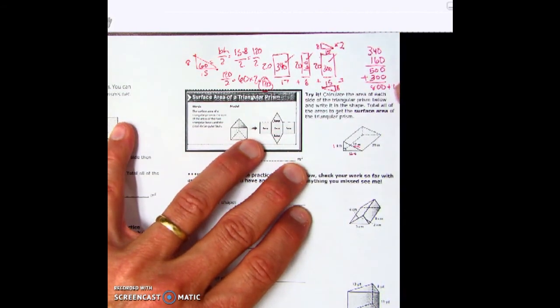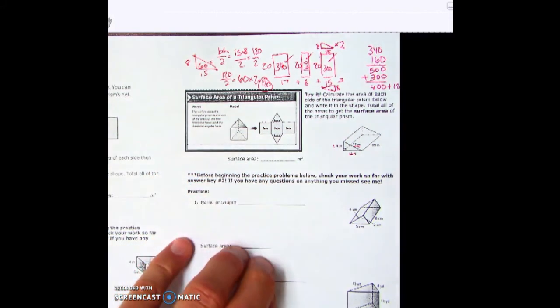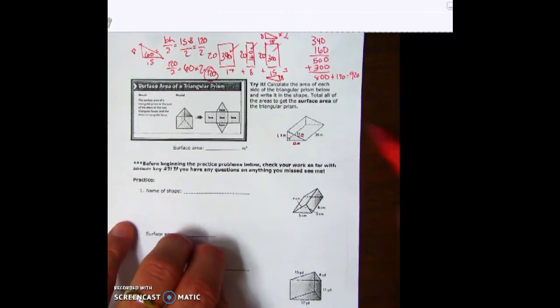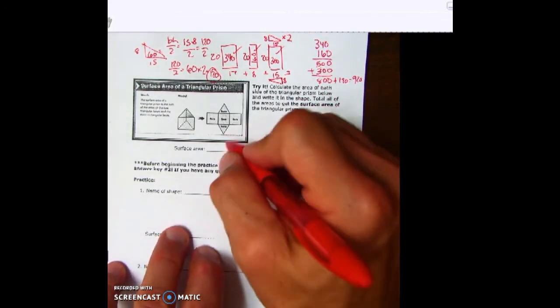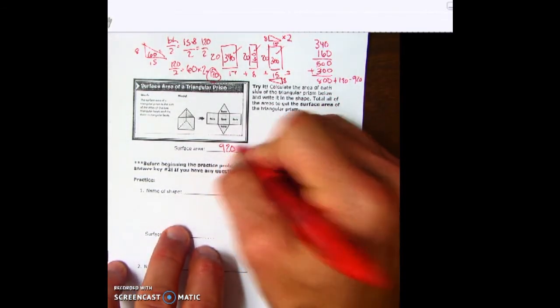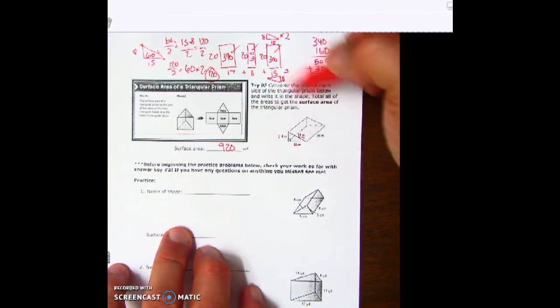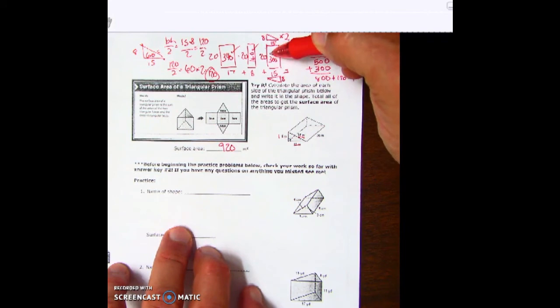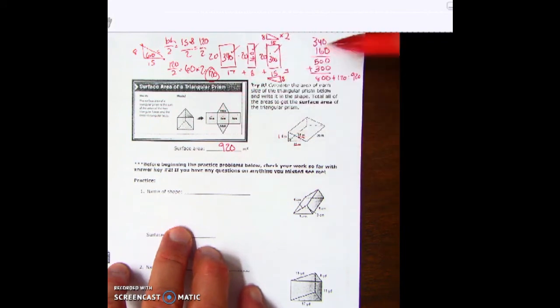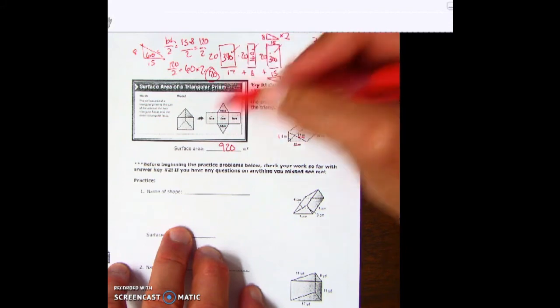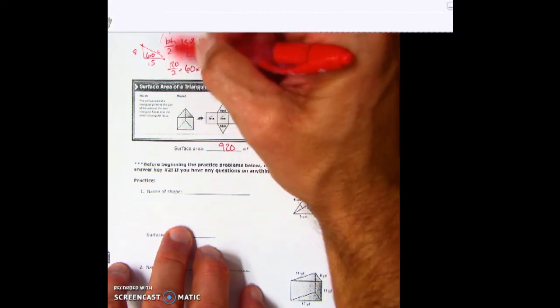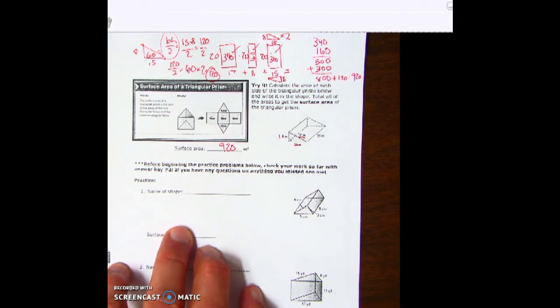So 800 plus 120 is 920. So the surface area of the triangular prism is 920. So just to recap, we did all three sides, found the area of each face, and then we did our two bases, which are triangles. So we really have to remember to do our divided by 2 because they're triangles.